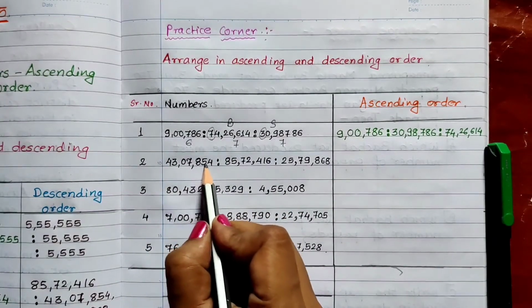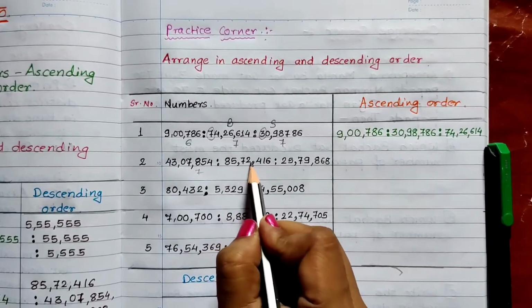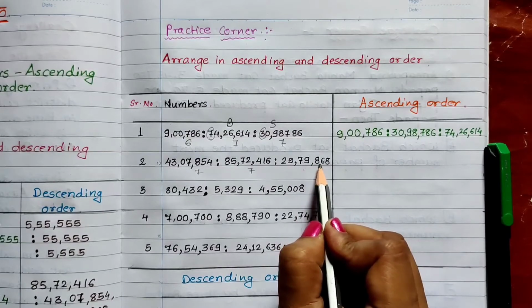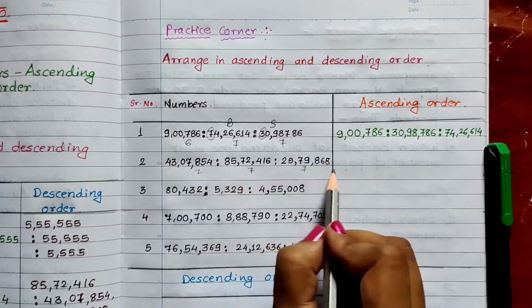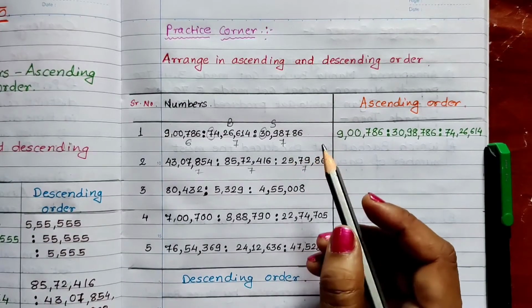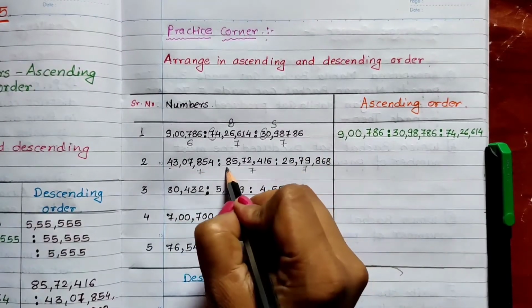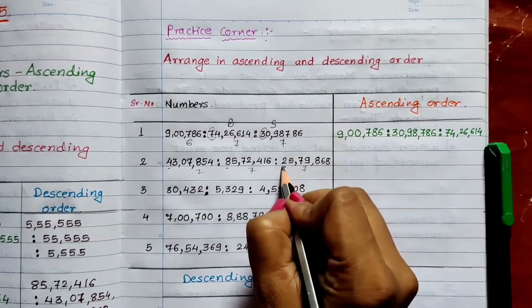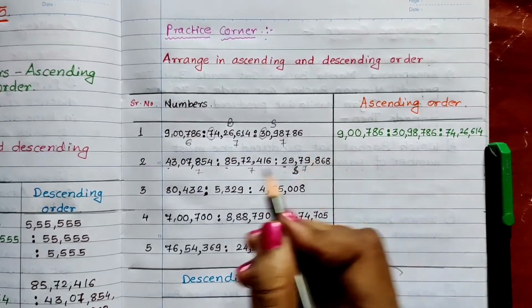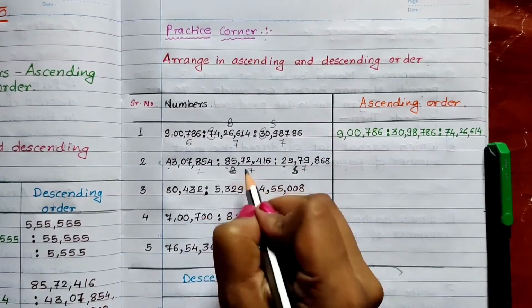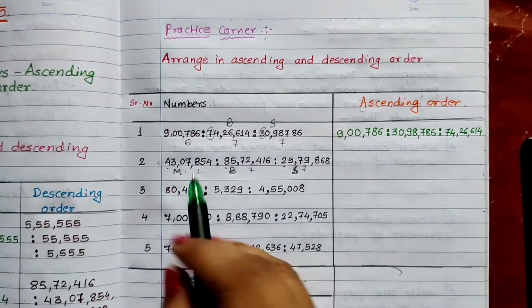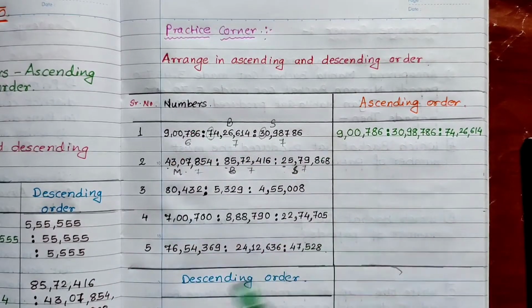1 2 3 4 5 6 7 digits are there. 7 digits again, and 7 digits again. So in all these three numbers, 7 digits are there. So we will be checking the first digit. Here the first digit is 4, here the first digit is 8, here the first digit is 2. So 2 is the smallest, so this full number will be the smallest, correct? 8 is the biggest, so this full number will be the biggest and this will be the middle number. In this way we can mark with the pencil, you can rub it out afterwards.